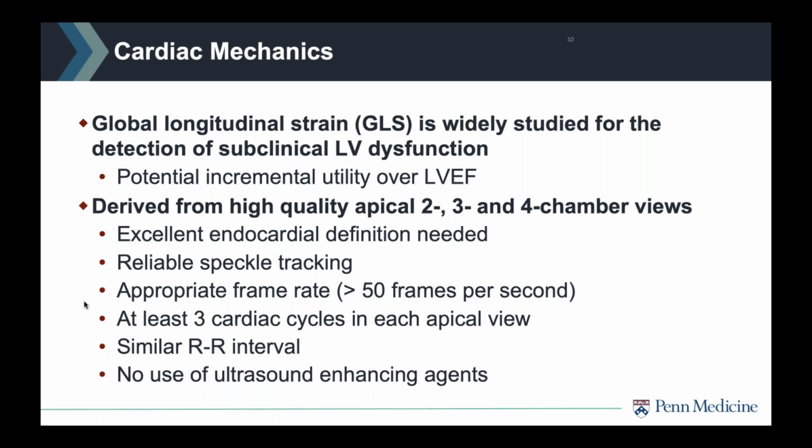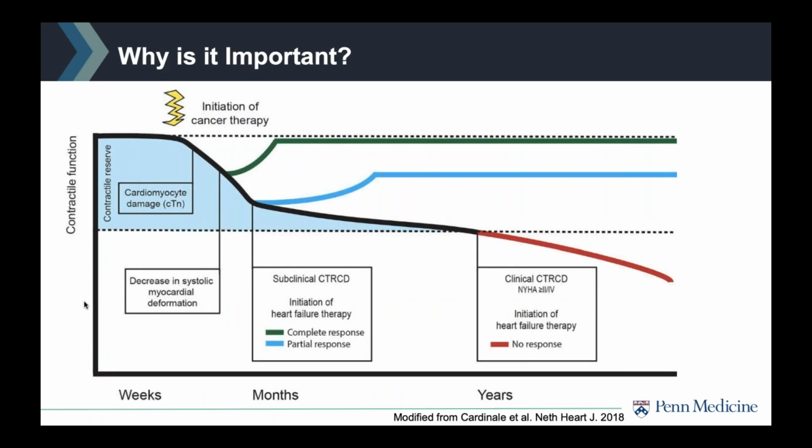You need excellent endocardial definition, reliable speckle tracking, and an appropriate frame rate, usually more than 40 to 50 frames per second, at least 3 cardiac cycles in each apical view, similar RR intervals, and also no use of ultrasound enhancing agents. So why is strain important?